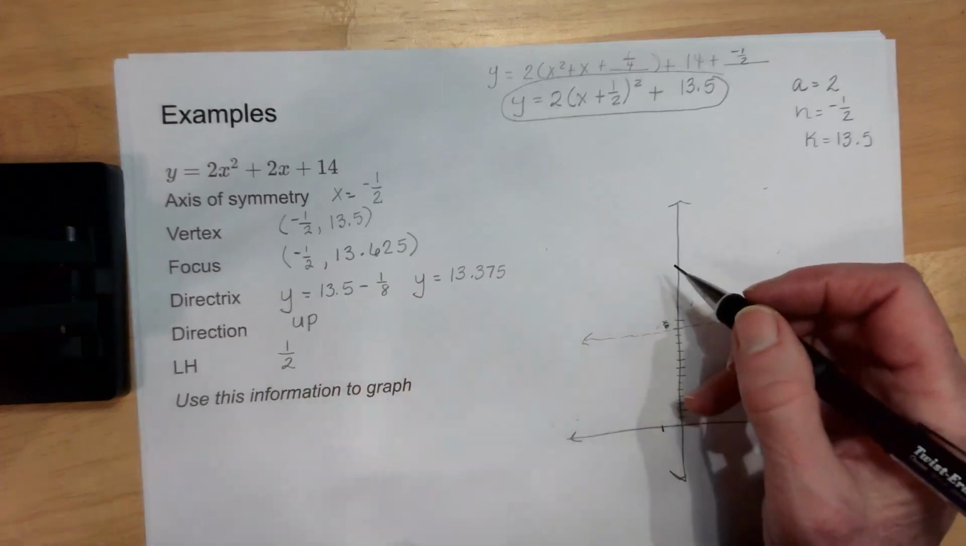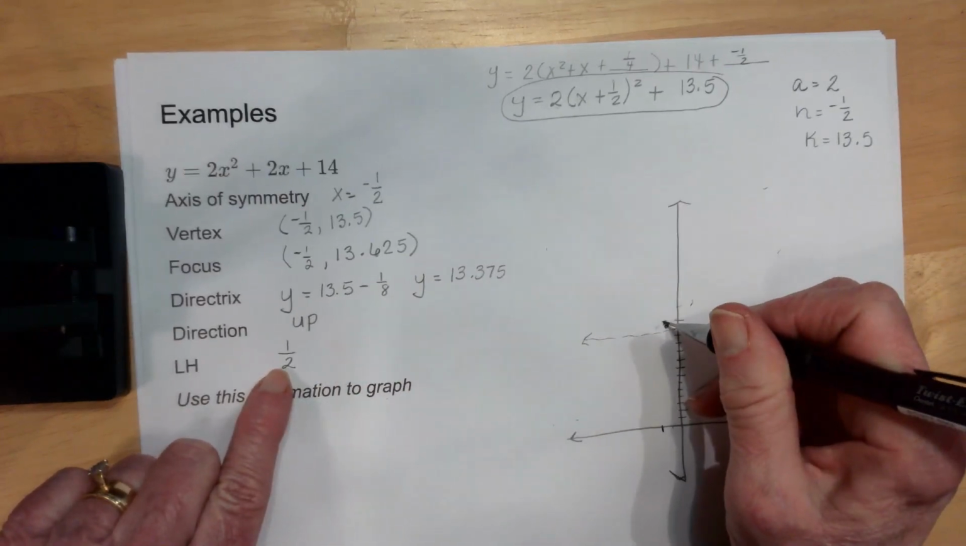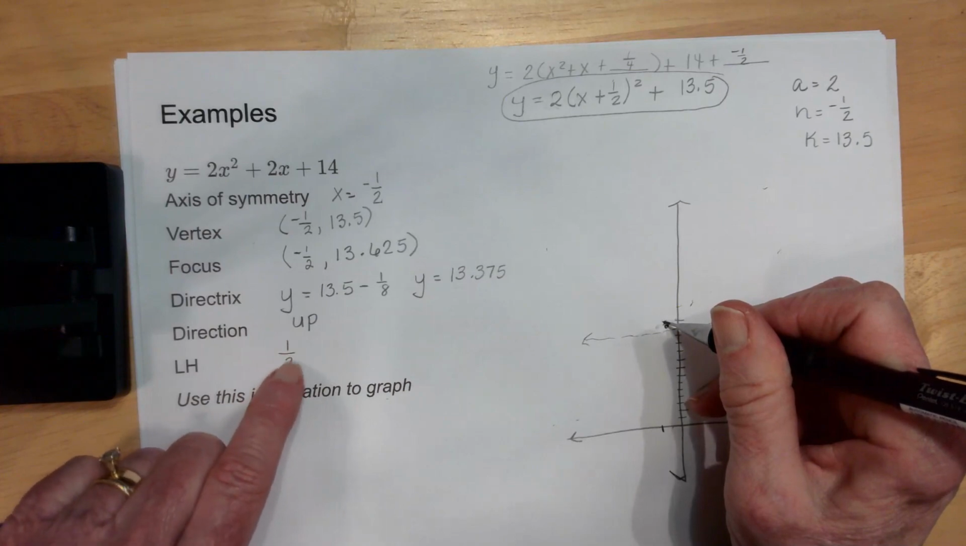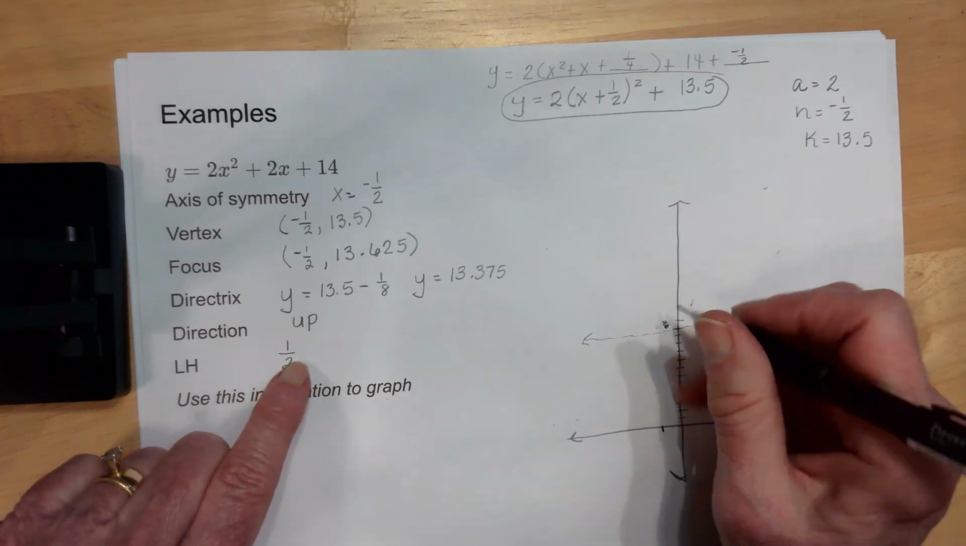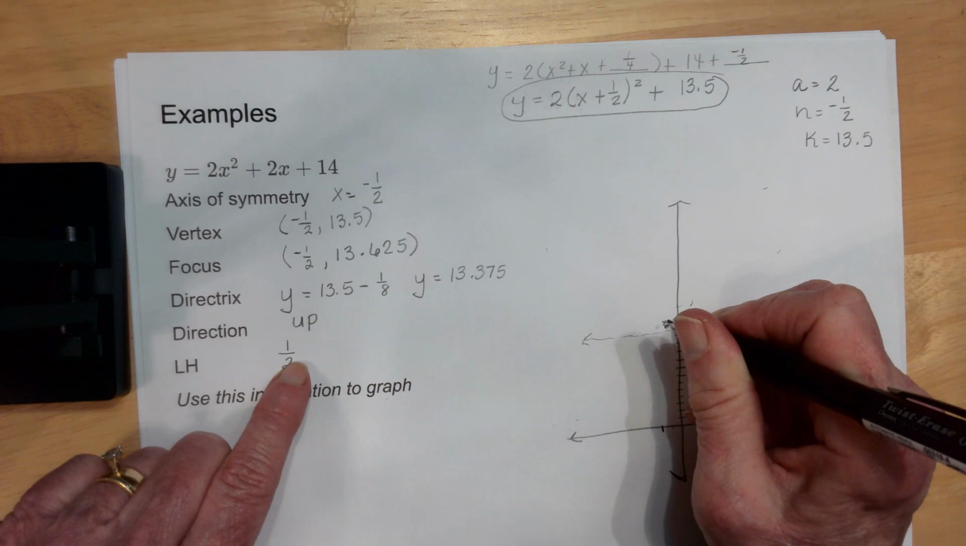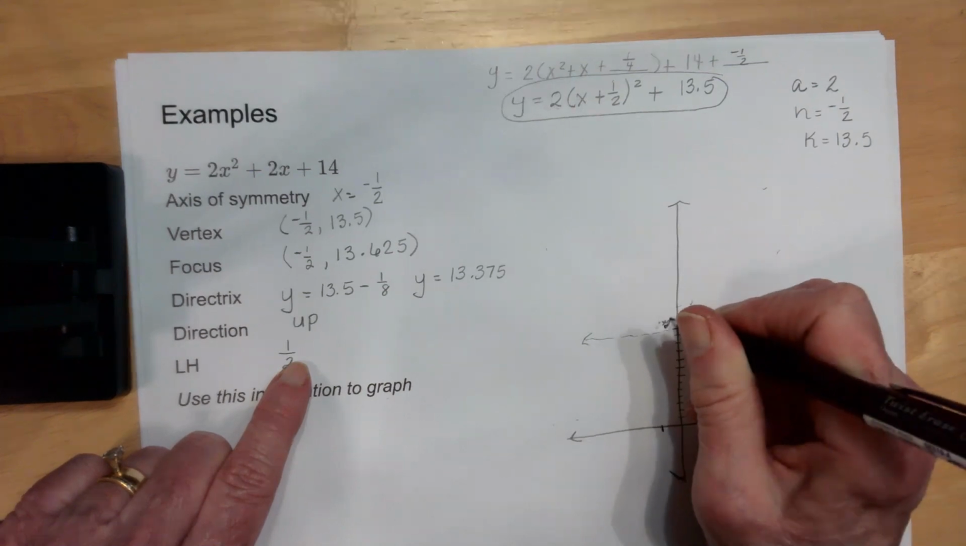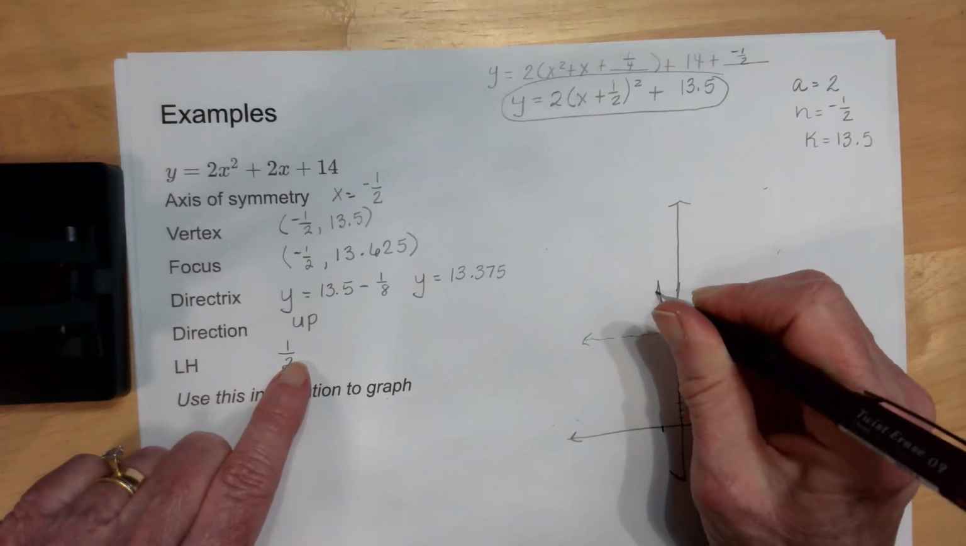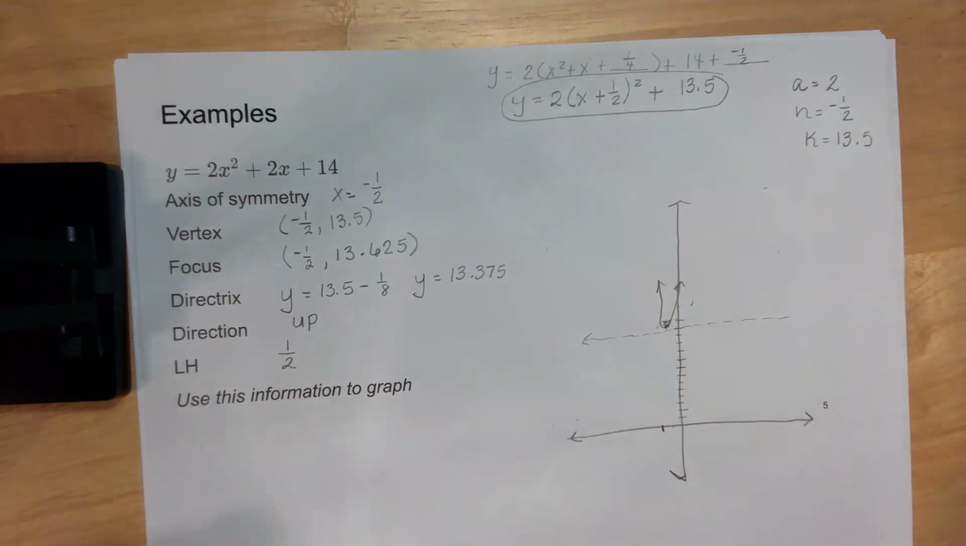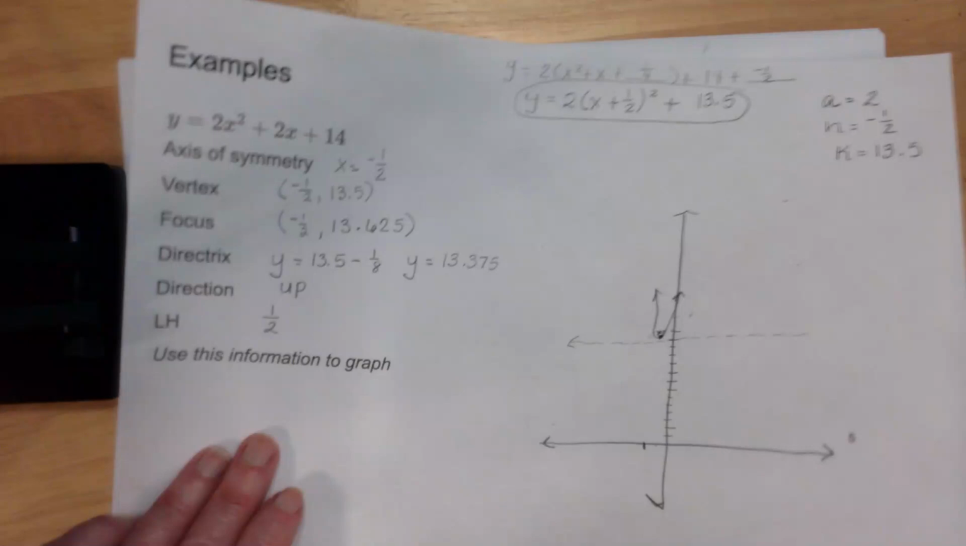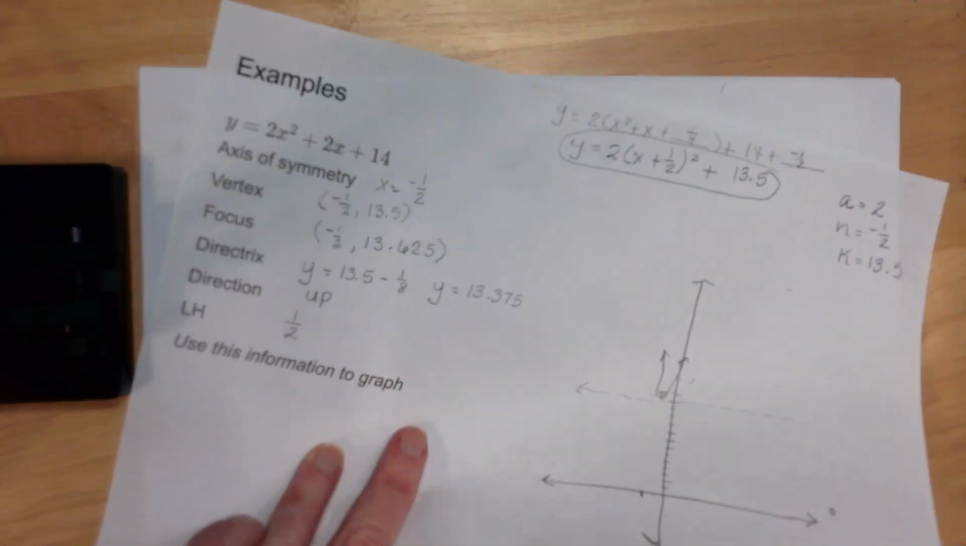Then, from my focus, I'm going to go half of this to the right and half to the left. So I'm going to go over 1/4 and over 1/4. And there's my little skinny parabola. Okay? That one's hard to see because it is so small. So let's do another one. And we'll work our way down.